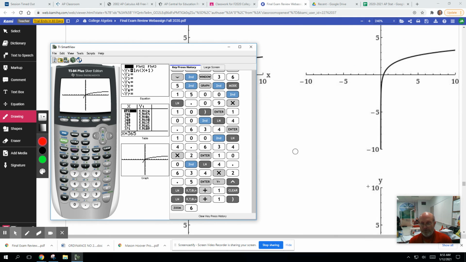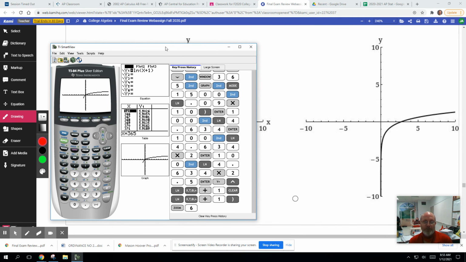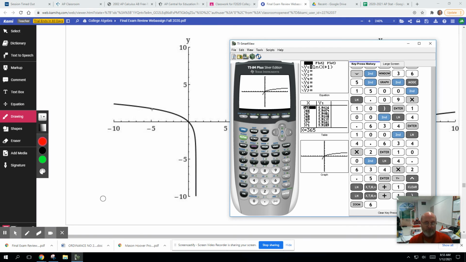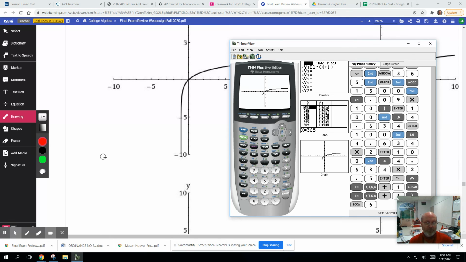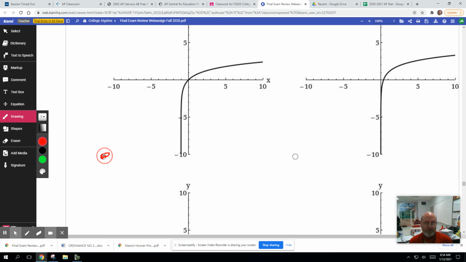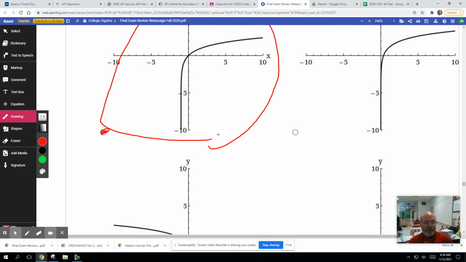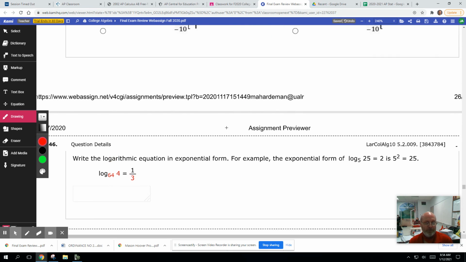Definitely not this one, because it doesn't go through the origin. Definitely not this one, because it doesn't go through the origin. This one most certainly doesn't look like the graph of our function, so it is that first graph that we thought it was. And that's how we do number 45.